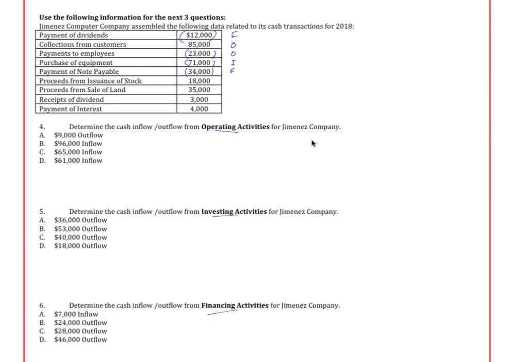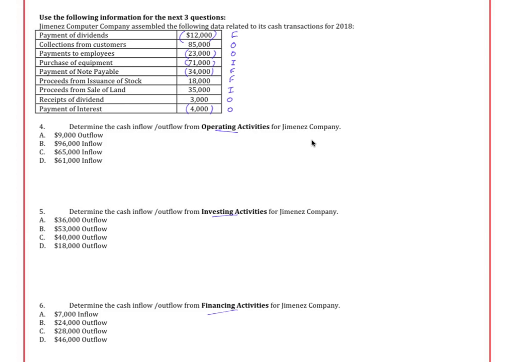Next one is proceeds from issuance of stocks, that's an inflow, again a financing activity. Proceeds from the sale of land, that is an investing activity, and it would be an inflow. Receipts of dividend, it's this funny one, you might think that's investing, but no, under the way the standard was written, it's an operating cash flow, and similarly payment of interest, it's an outflow, but again that's an operating activity rather than a financing activity.